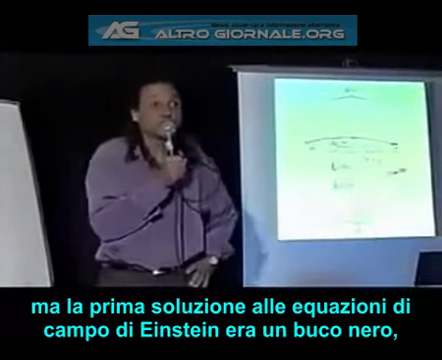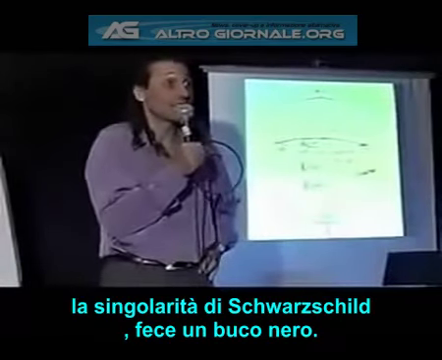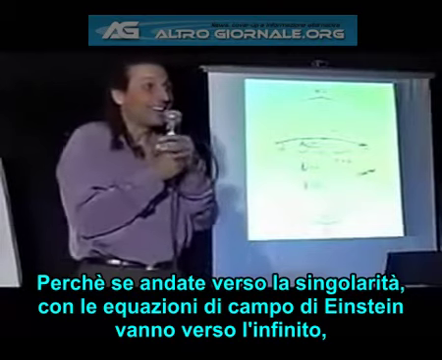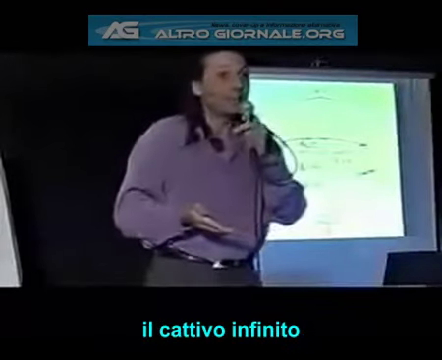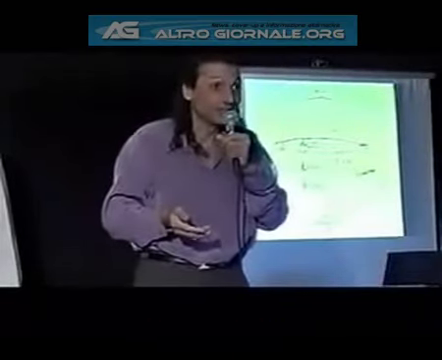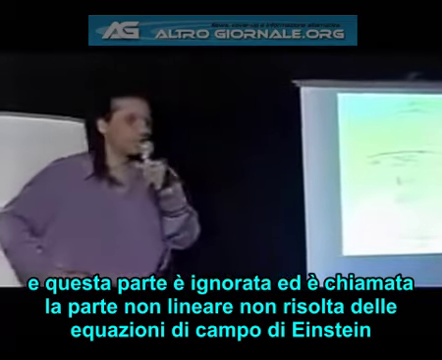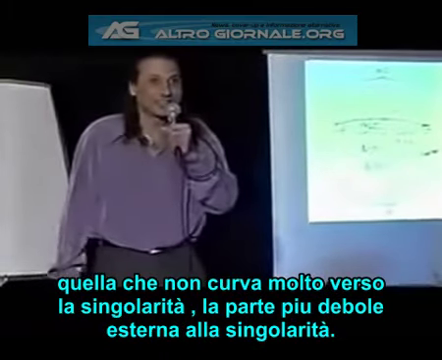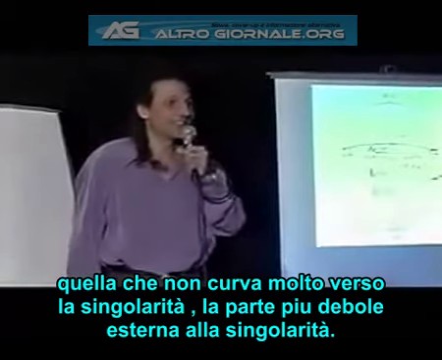But the first solution to Einstein's field equation was a black hole. It's called a Schwarzschild singularity. It made a black hole. But because when you go towards singularity with Einstein's field equations, they go to infinity, nasty infinity, that part is ignored. It's called the unsolved nonlinear part of Einstein's field equations. So we use only the weak part of the gravitational field. The part that's not curving very much towards singularity. The part that's much weaker on the outside of singularity.